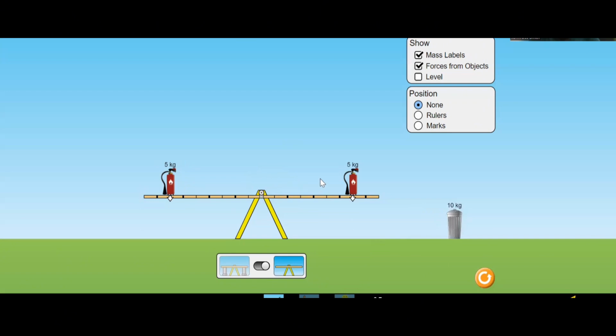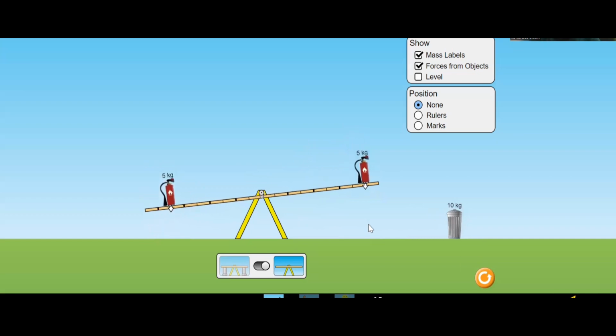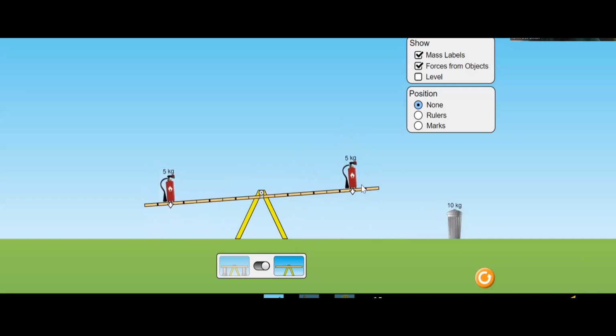Now, you notice as well, if I move one of these to a different position, it makes it unbalanced. And this is because that leads to the second condition for objects to be in equilibrium. So the first one is that opposite forces will be equal. So in this case, the sum of the downward forces will be equal to the sum of the force going upwards at the pivot point here.